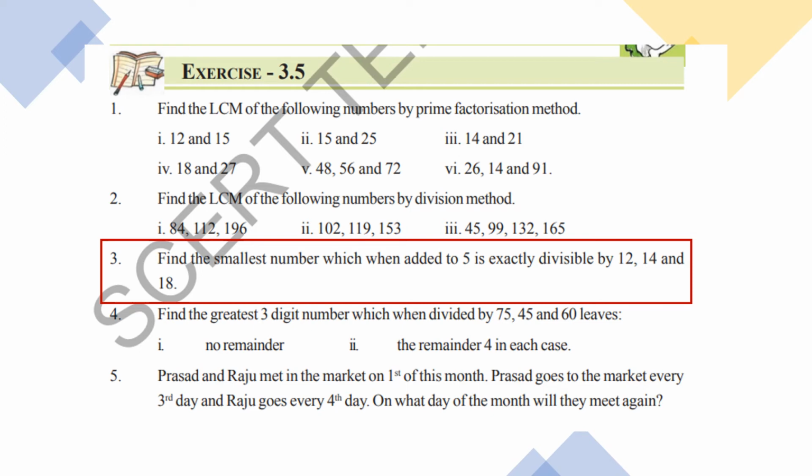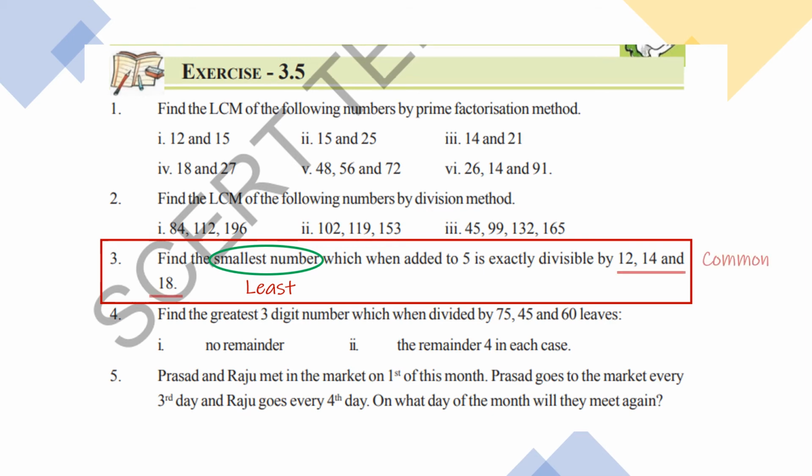I can see that there are two separate parts to the problem. One part is asking me to find the smallest number, and the second part is asking me to find something which when added to 5. So there are two parts to the problem. I will identify the first part. Find the smallest number. So this tells me that I have to find something least.